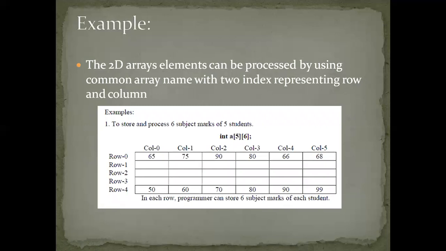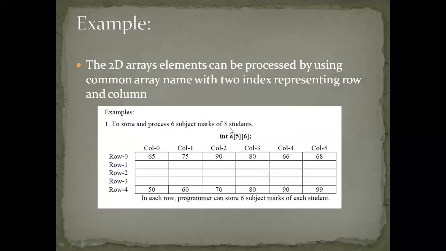Example. The elements of a two-dimensional array can be processed by using a common array name with two indexes representing the row and column. Remember this. The array name is common, the only difference is that here there are two indexes, one for row and one for column. Okay, listen, here we have the example: to store and process 6 subject marks of 5 students.